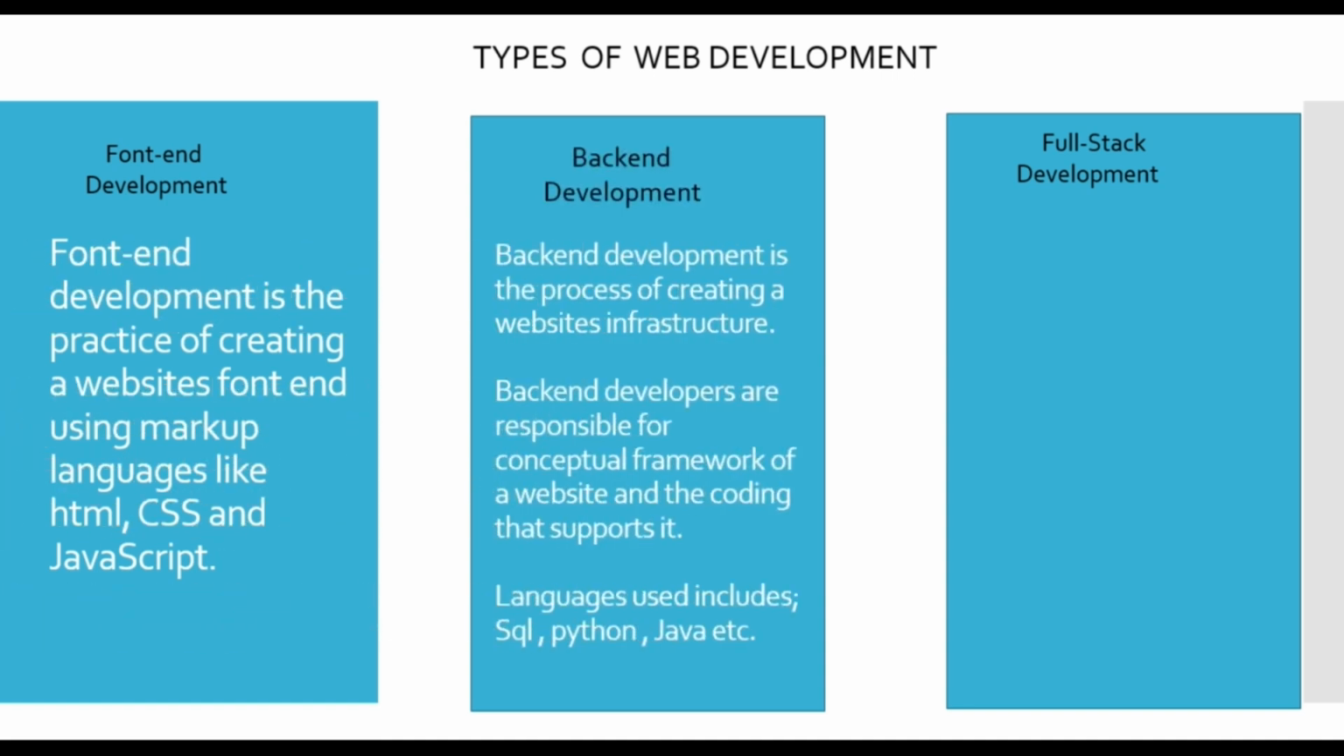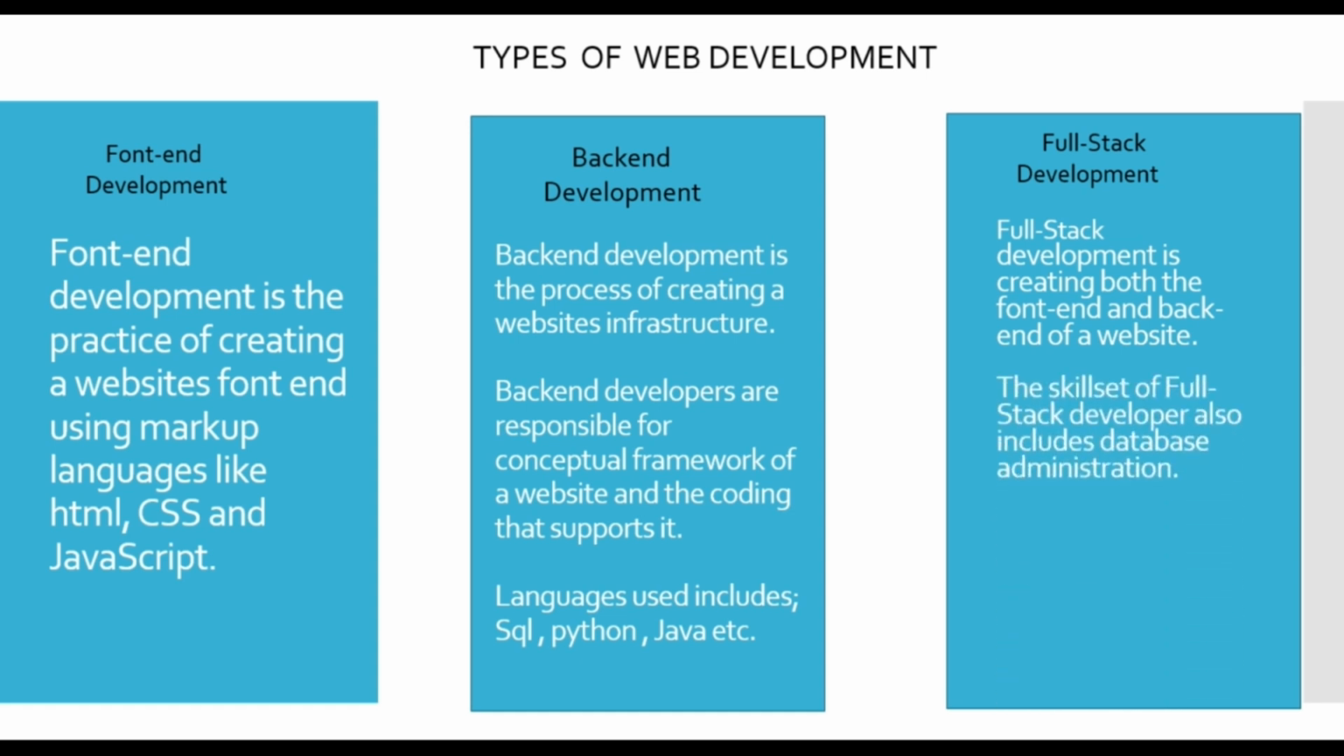Backend development is the process of creating a website's infrastructure. Backend developers are responsible for the conceptual framework of a website and the coding that supports it. The languages used in backend include PHP, SQL, Python, Java, etc. Full stack development. Full stack development is creating both the front end and the back end of a web page. So the skill set of a full stack developer also includes database administration. The languages used include the MEAN, the LAMP, etc.